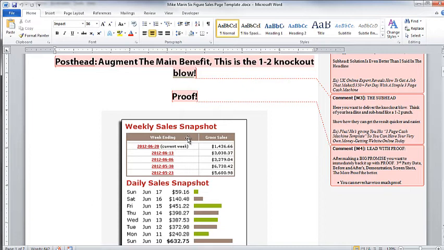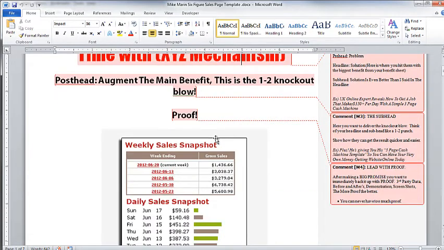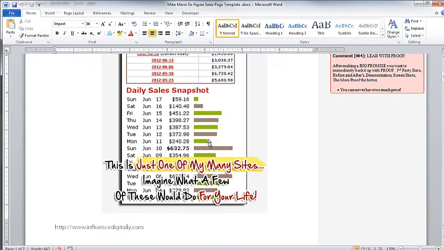So after you have that headline, lead with proof. Make those big promises. And it's smart too, because you always want to back up claims with proof. So we lead with proof. Again, as much proof as possible.